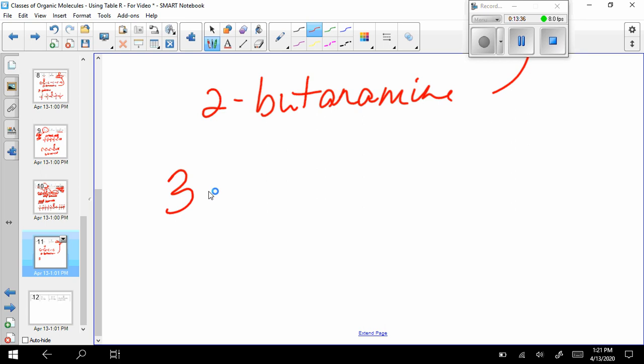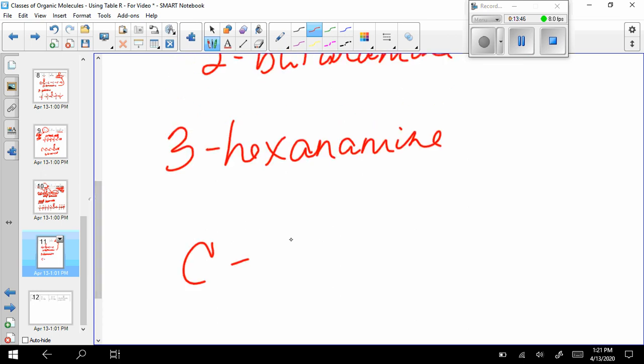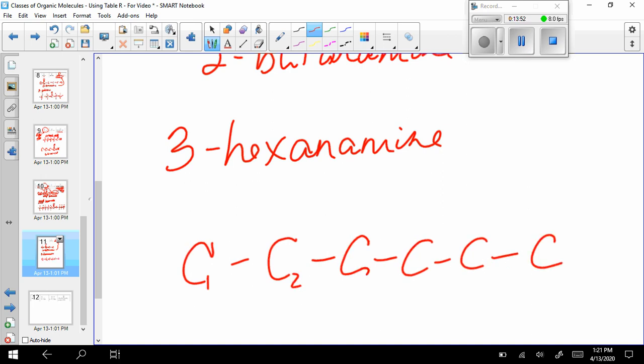All right, let's do one where I give you the name. So let's say I have 3-hexanamine. So anamine tells me I've got a nitrogen in there. Hex tells me 6. 1, 2, 3, 4, 5, 6. And then the third carbon gets the nitrogen. There we go. And then I would put the H's on it.